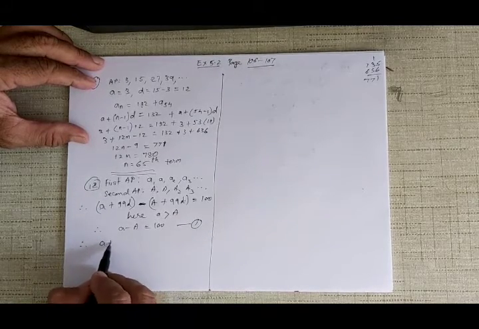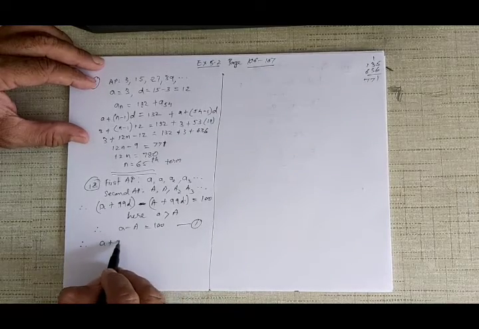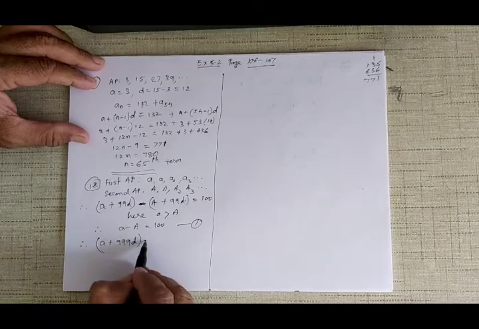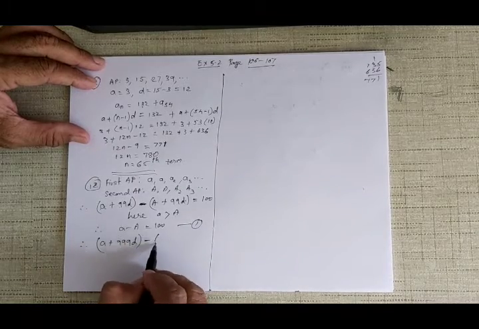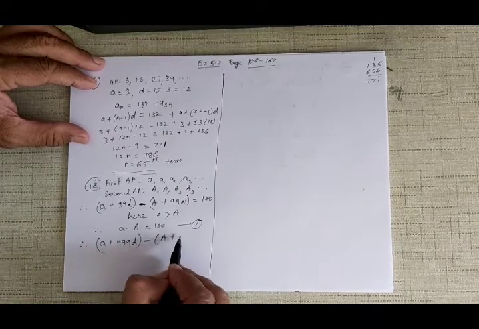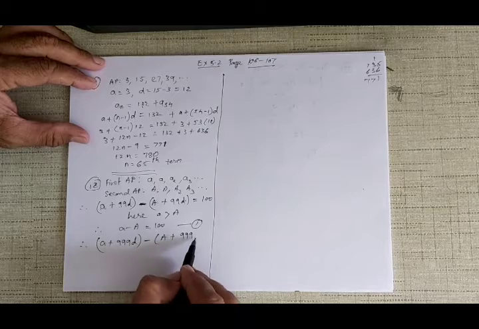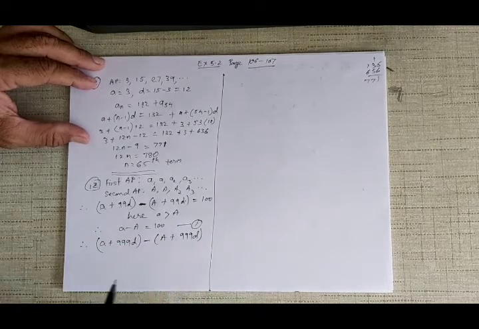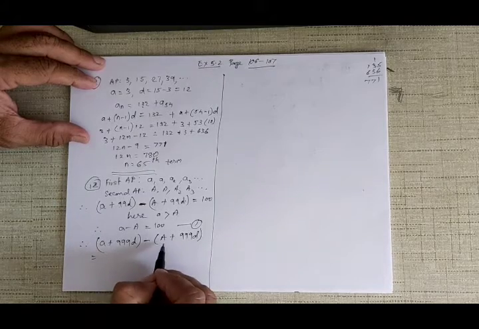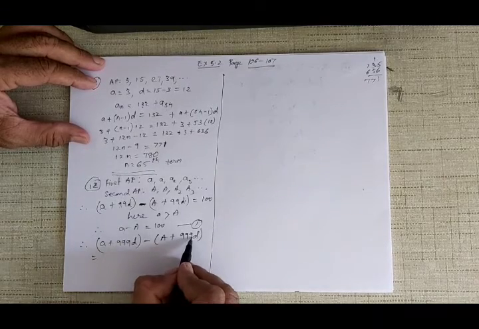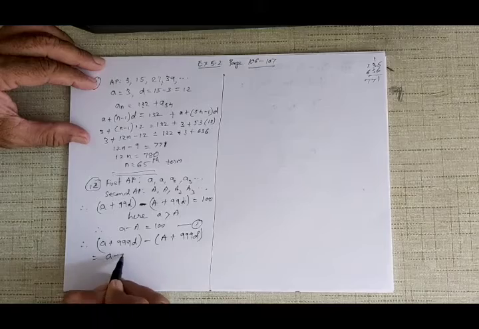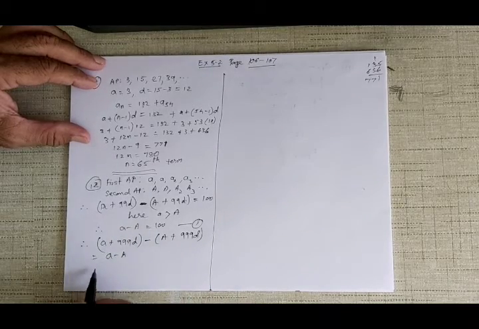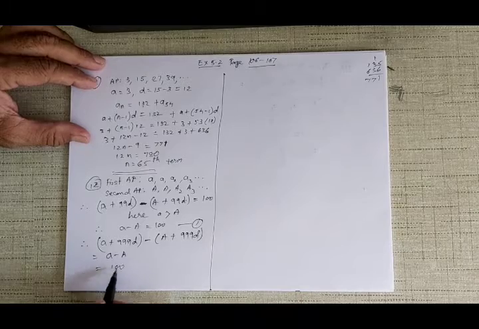A plus 1000 minus 1, that is 999D. Minus again for the other term, A plus 999D. This is the difference between the 1000th terms, and this will be equal to, open the bracket, this will cancel out, this will cancel out, and you will get A minus A. But A minus A is equal to 100. So this is also equal to 100.